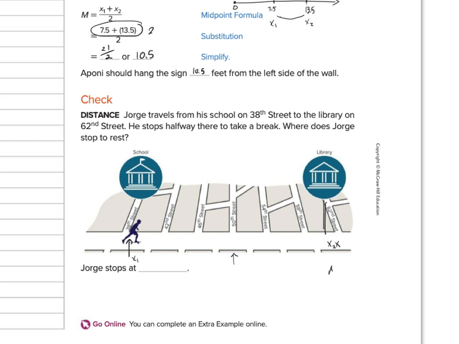So the midpoint is going to be, again, x1 plus x2 divided by 2, which is nothing more than this. One of my values was 38. The other value was 62, divided by 2. The midpoint is going to be 100 divided by 2, or 100 half, which is 50. So here is my halfway point, 50th Street. Jorge stops at 50th Street. Okay, so there you go. Doesn't take a lot. We just have to filter through the information they give us.